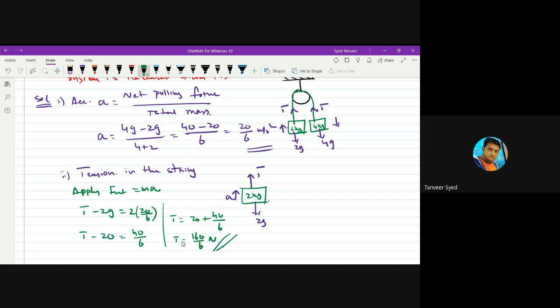So this is one simple question. We can get different situations. We'll discuss them tomorrow. Sir, if we don't know the acceleration, we should use the other formula, right? And when we know the acceleration, we should use this formula.